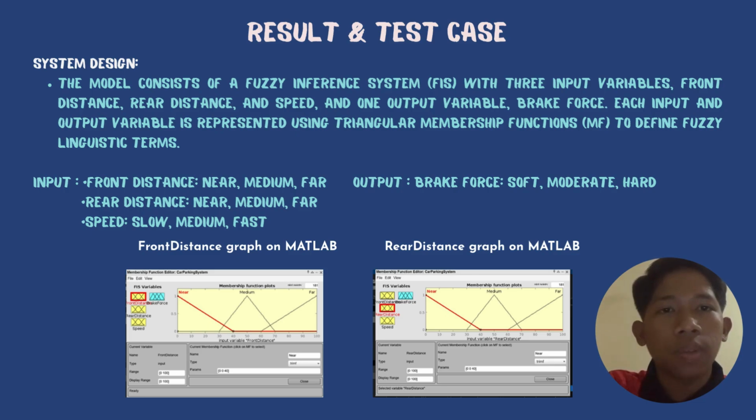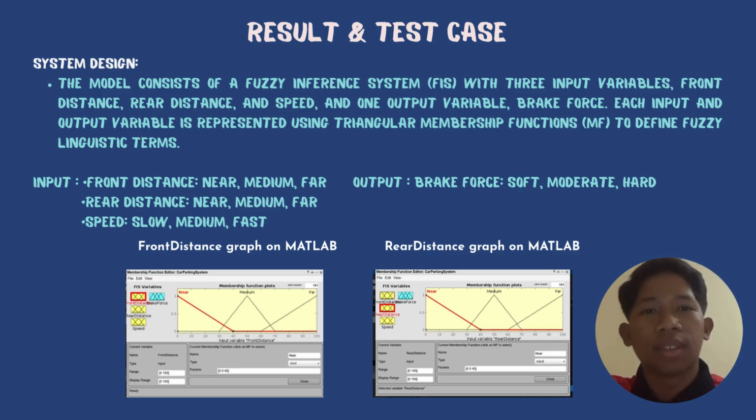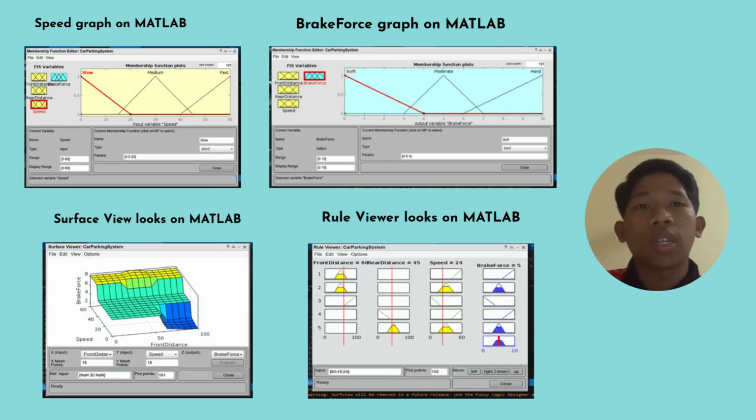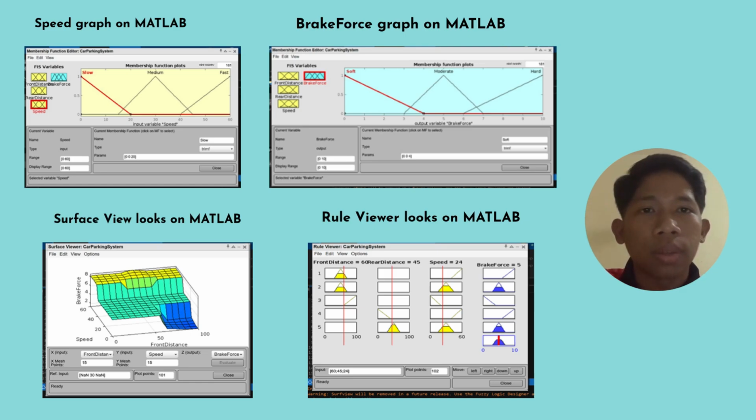This is the picture of the front distance graph on MATLAB. And the second one is the rear distance graph on MATLAB. For the next slide, we have the speed graph on MATLAB, then the brake force graph on MATLAB, and the surface view on MATLAB, and the last one is the rule viewer on MATLAB. Okay, that's all.